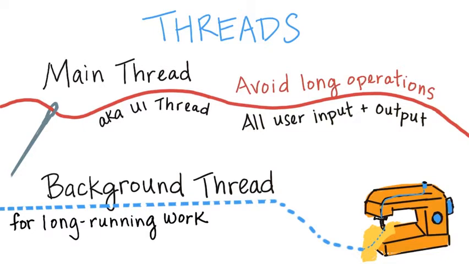Okay, so somehow we have to move the networking code off the main thread, but how are we going to do that?